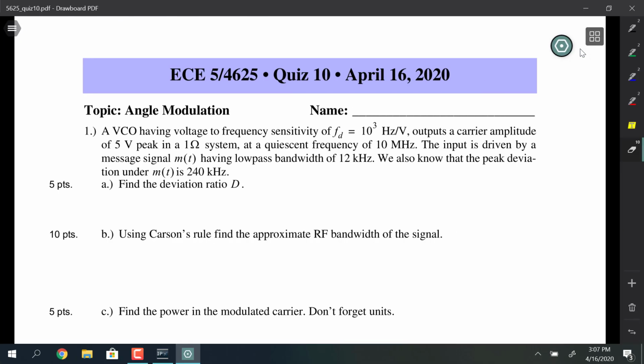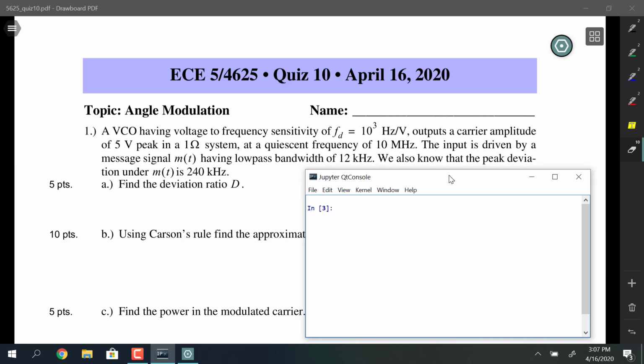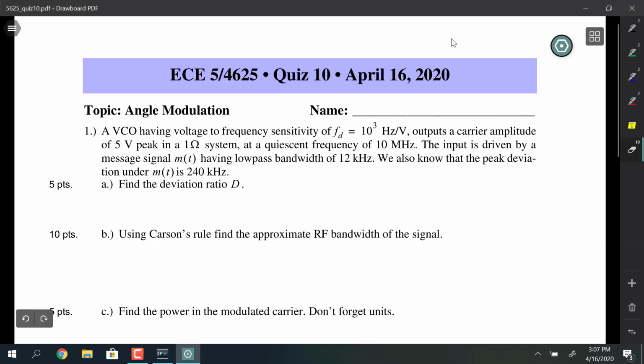And hopefully I can think clear enough. I've got my Jupyter QT console running here to do some side calculations. And looking at the number of quizzes that I have left, there's about 3 more quizzes that I have that cover all the way to the end of the semester. So we're definitely nearing the end. I can tell you that much.